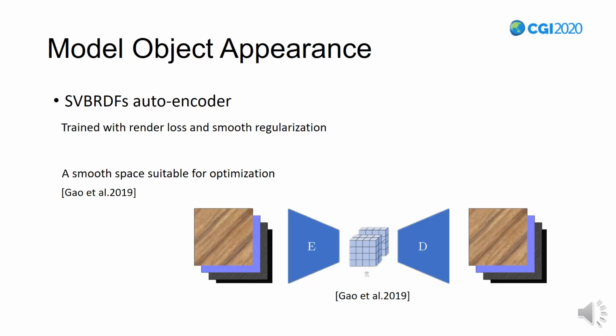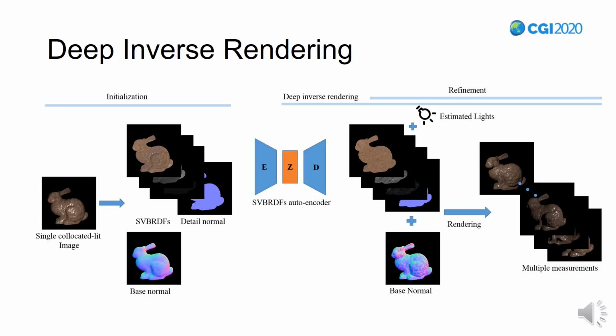In the work of Gao et al., SVBRDF autoencoders trained with random rows and smooth localizations, it is demonstrated that a smooth space is suitable for optimization. Then let's have a look at the deep inverse rendering stages. Our framework consists of 3 stages.